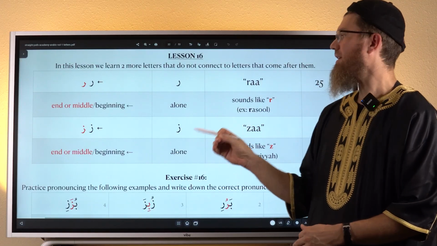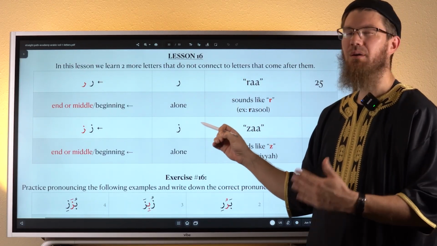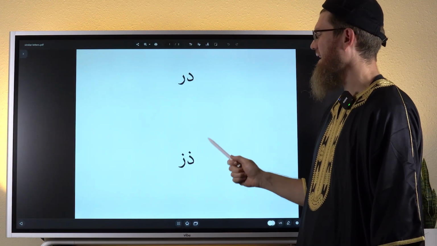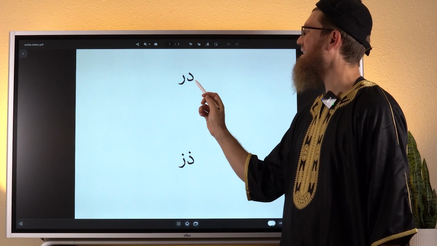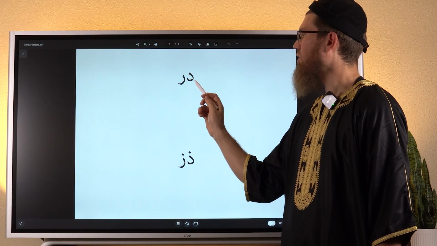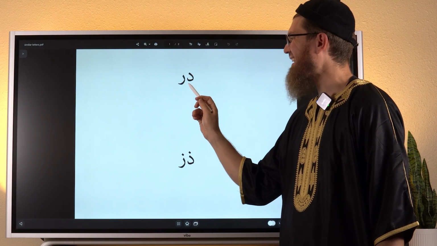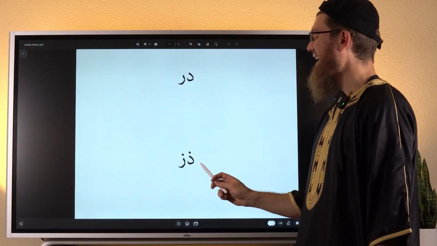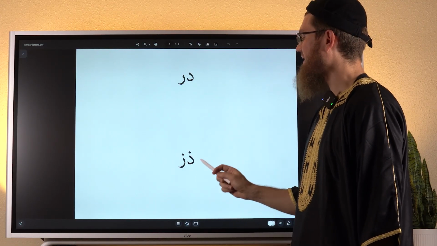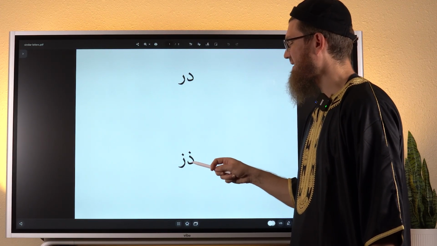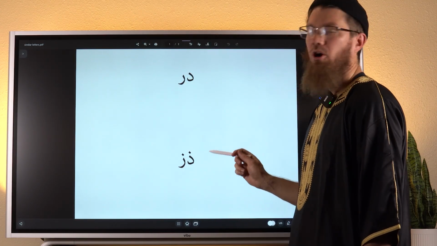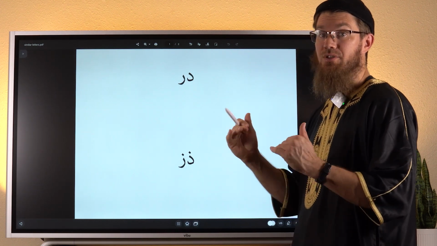And one thing I want to point out regarding the Ra and Za is how they look somewhat similar to the Dal and Dhal. Therefore, I wanted us to see them side by side to show how we can differentiate. So this is the letter Dal. And as we can see, it curves up at the bottom, whereas the letter Ra continues extending downward. And of course, the Dhal and Za have the same difference, except each of these have one dot above. So the Dal and Dhal curve back up at the bottom to extend straight, whereas the Ra and Za continue to extend further down. And all four of these letters do not connect to letters coming after them.